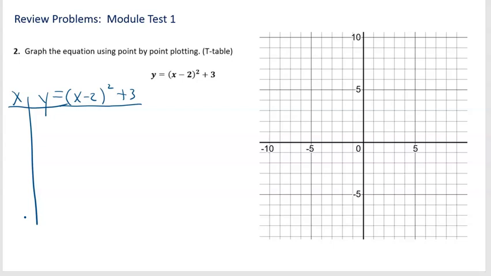Now we do know the general shape of this. Remember, anything where you have your x squared as the highest power, that gives you a parabola shape. Not only that, using transformations, we know that this parabola is moved to the right 2 and up 3. So if we've moved to the right 2, then maybe we should plug in values around there, maybe like 0, 1, 2, 3, 4, something like that.